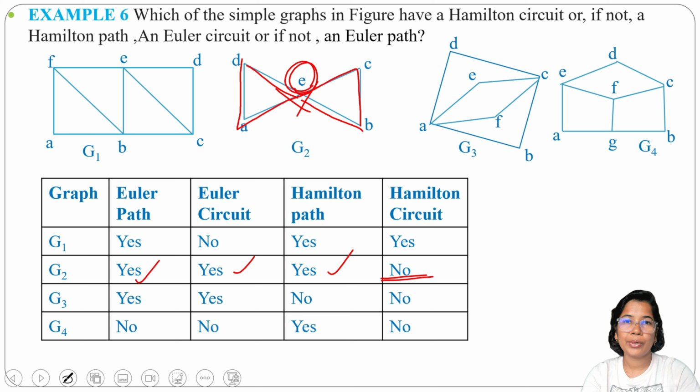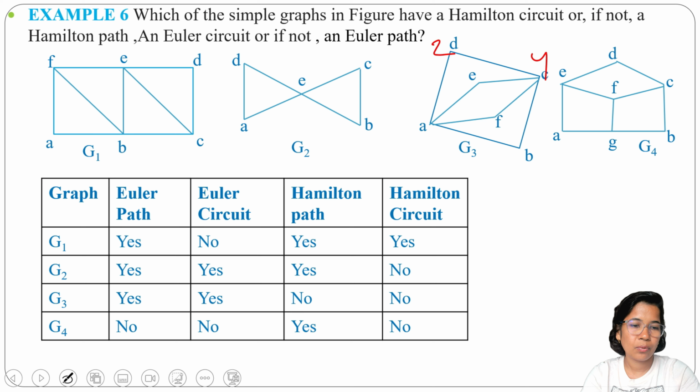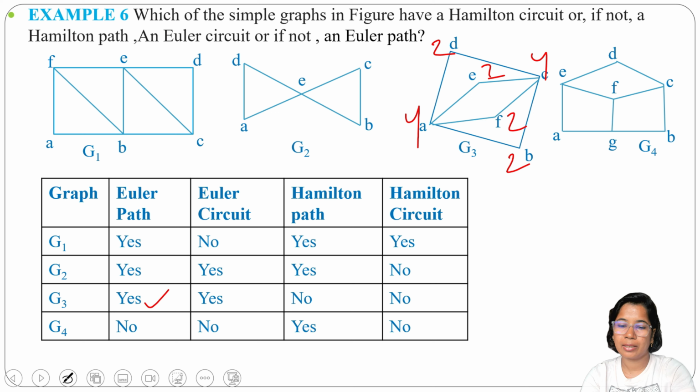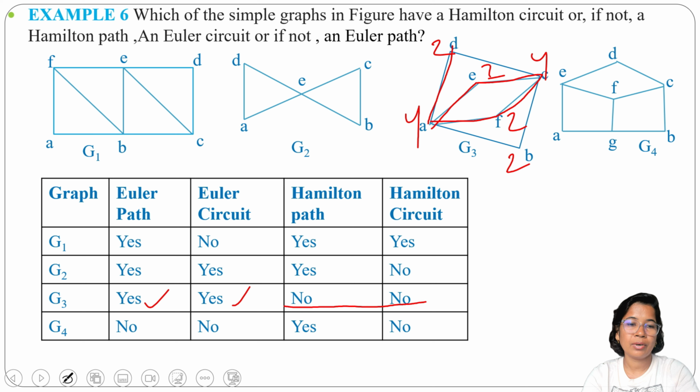Next check G3. In G3, the degrees are 2, 4, 2, 4, 2, 2. So all vertex degrees are even, and an Euler circuit and Euler path exist. Next check the Hamilton path and Hamilton circuit. Suppose we start from D, A, then E, C, F. We need to visit A again. That is not possible. So a Hamilton path doesn't exist, and even a Hamilton circuit doesn't exist. We cannot visit all the vertices exactly once. So both a Hamilton path and Hamilton circuit don't exist for G3.